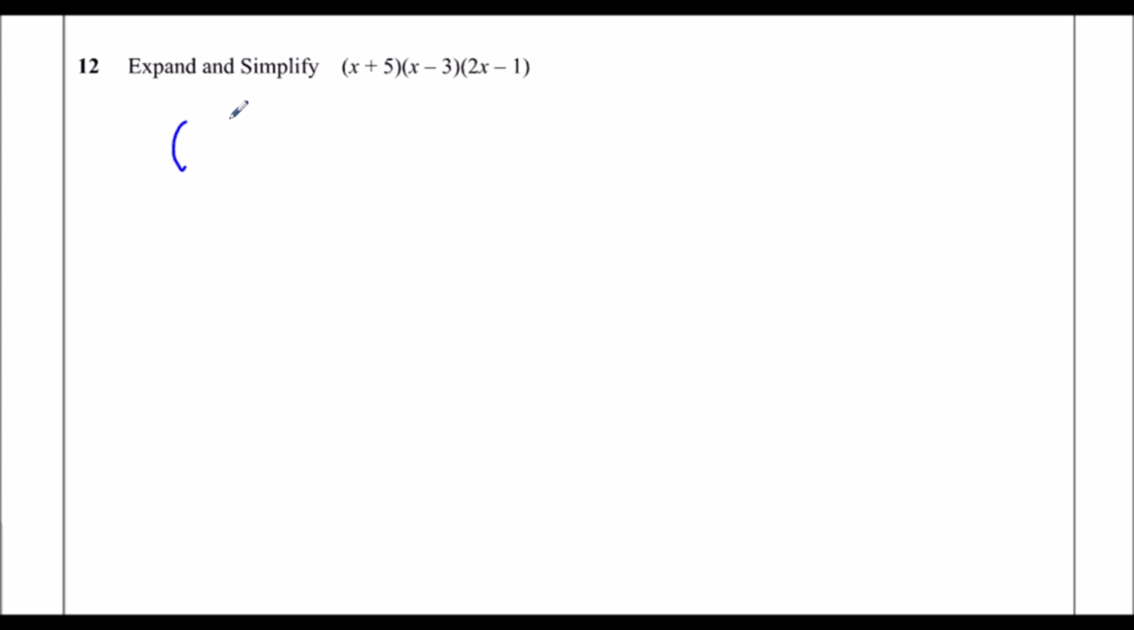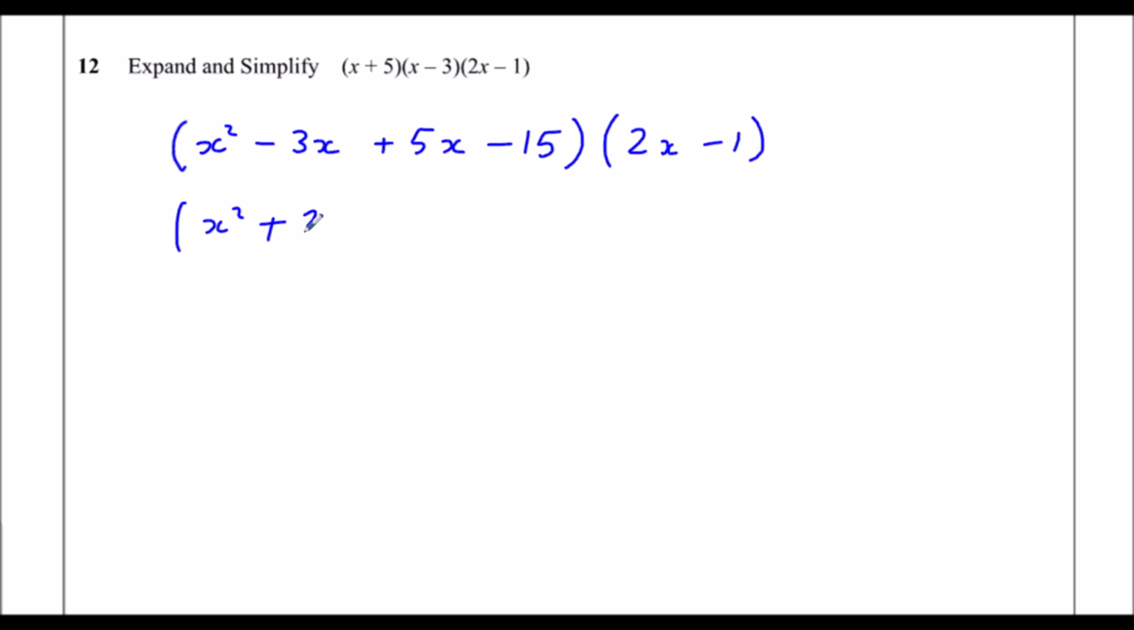So x times x is x squared. X times negative 3 is negative 3x. 5 times x is 5x, and 5 times negative 3 is negative 15. Then that's still multiplied by the 2x minus 1, still multiplied by that third bracket. I can collect the like terms for what is now my first bracket. I've got negative 3 plus 5, which is 2, so x squared plus 2x minus 15 times 2x minus 1.